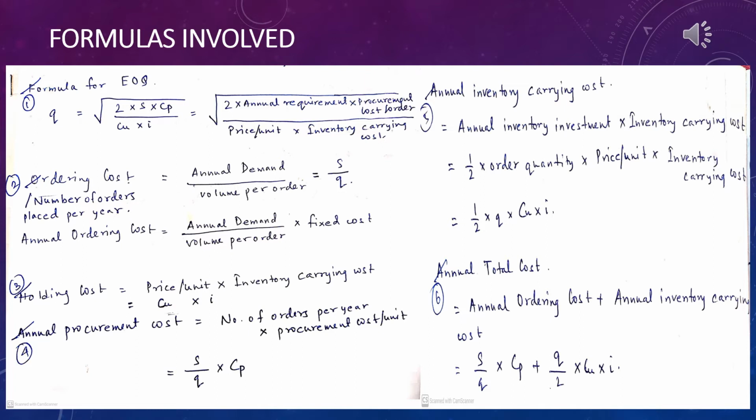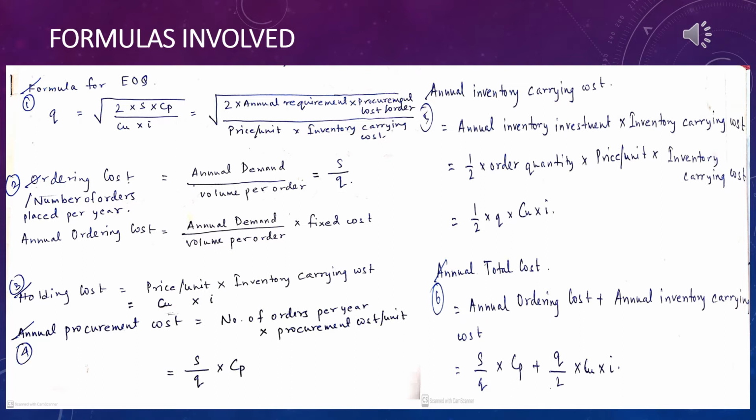Though the derivation of this particular formula is generally not in the syllabus, we can easily understand that EOQ is the point at which the procurement cost and the inventory carrying cost intersect each other. Intersecting means that point is the minimum point. So I can say S by Q into CP, or the ordering cost, equals Q by 2 into CU into I, or inventory carrying cost.